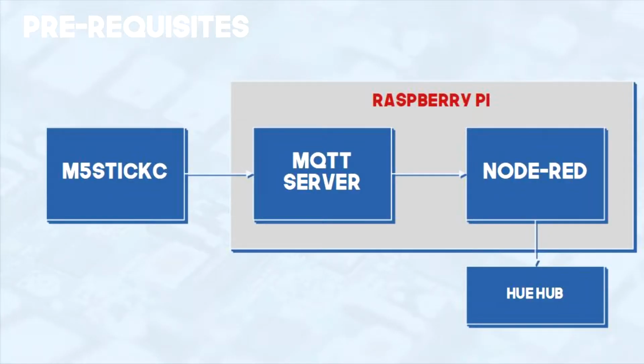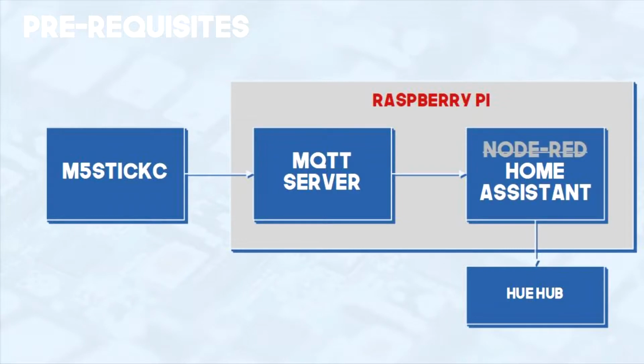Of course, as a side note, you can substitute parts of the stack yourself quite freely. Home automation systems can be fairly modular. For example, if you want to use Home Assistant instead of Node-RED, go ahead, you can do that.